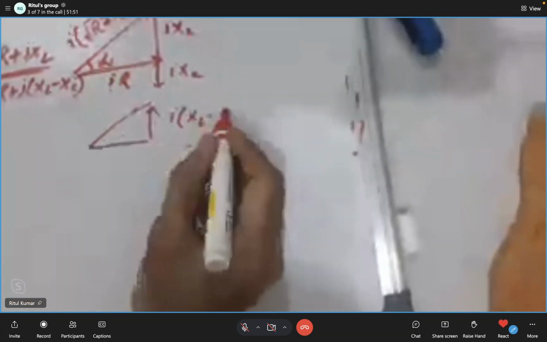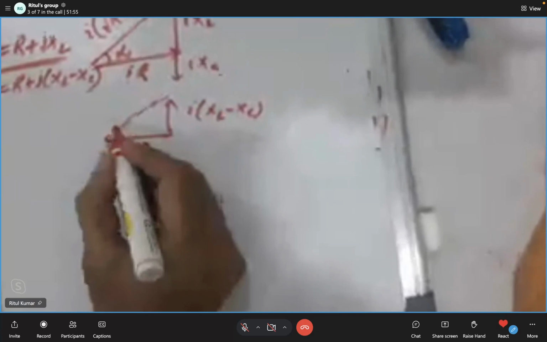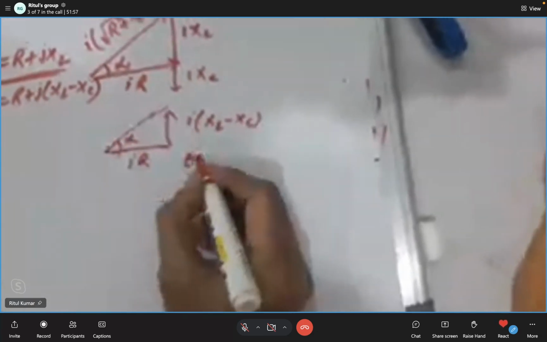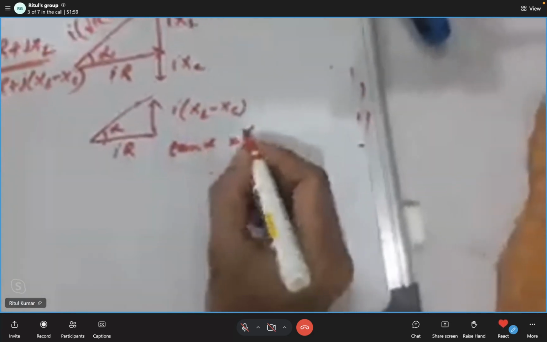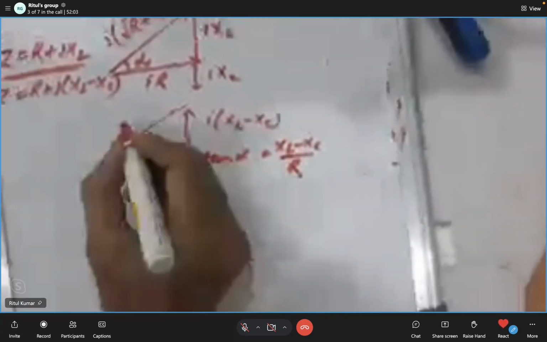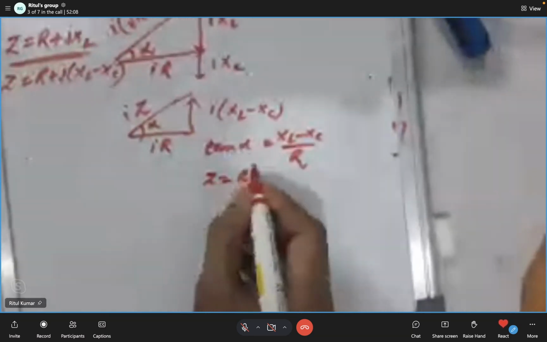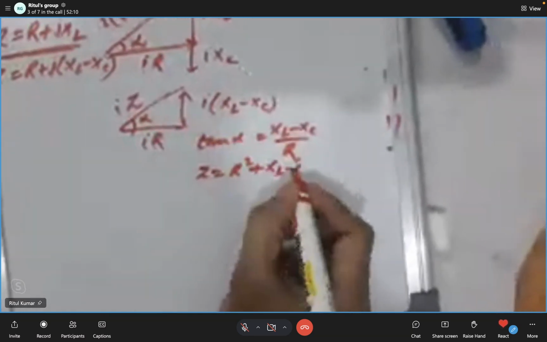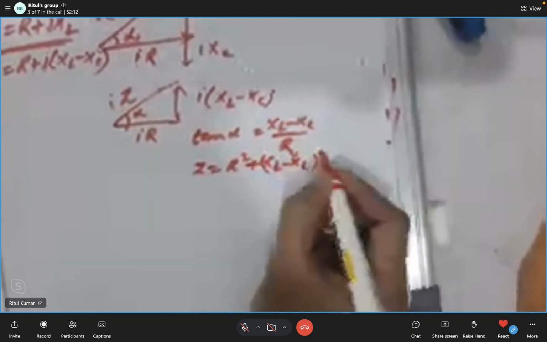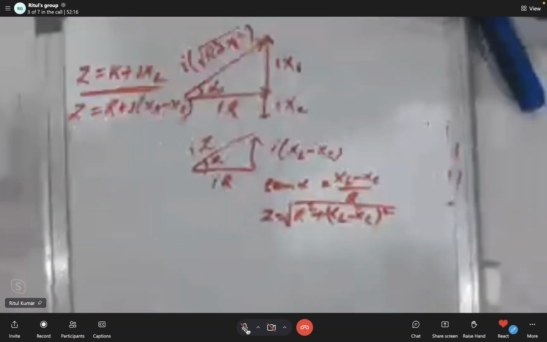This part will be then, bracket open, XL minus XC. This is IR, and you get to see this as alpha. Tan alpha will be what to us? XL minus XC by R. And this will be I into Z, where what is Z you know. Z will be the root of R square plus XL minus XC whole square. Do check this. Right?